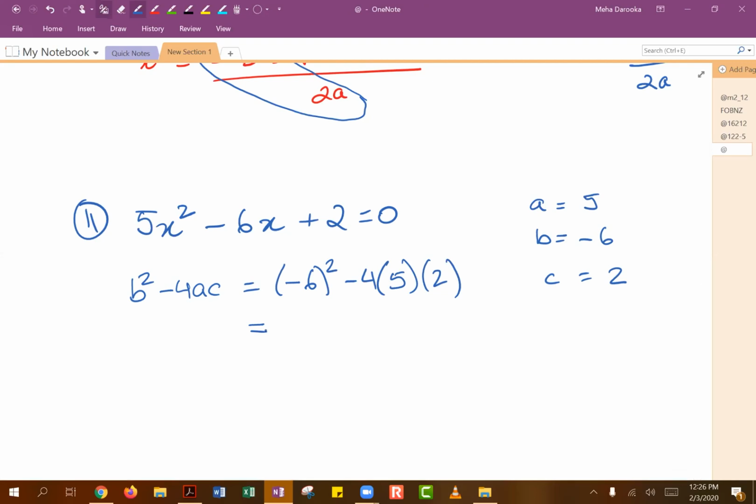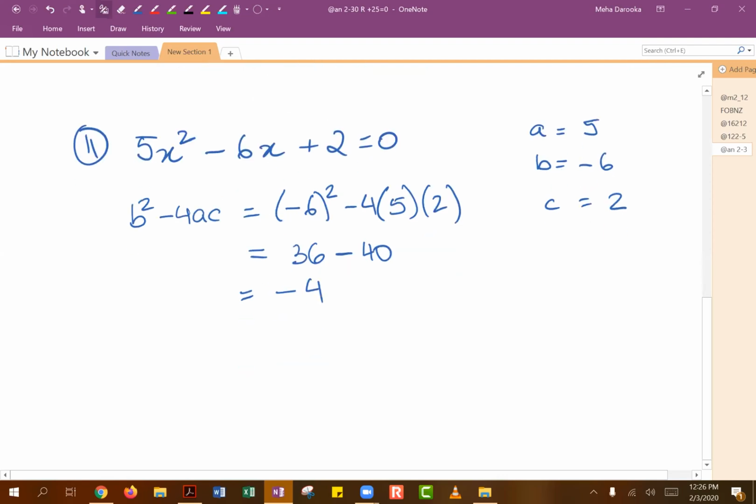For 11? Okay, so let's see. Why are you getting negative 76? This negative 6 squared, negative and negative will become positive. So that's positive 36, right? And then minus, and you only have one negative sign, so that negative will stay. 4 times 5 is 20. 20 times 2 is 40, right?